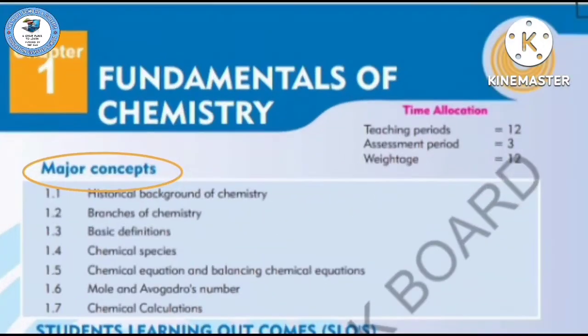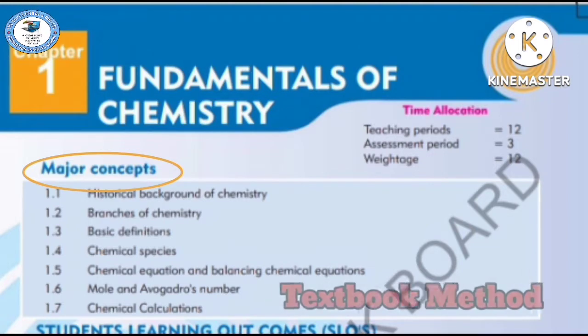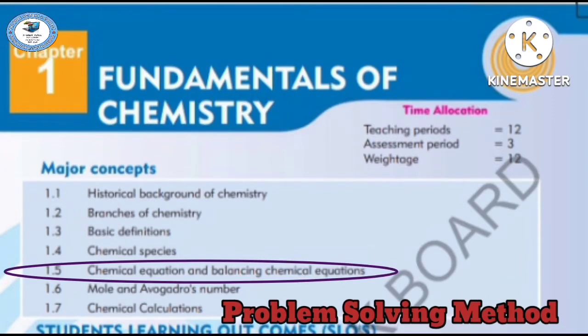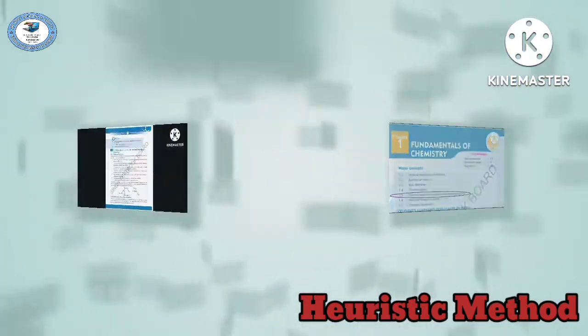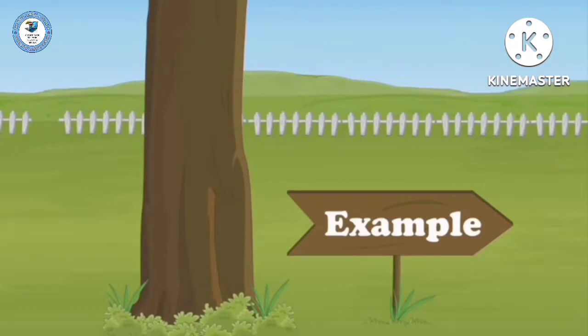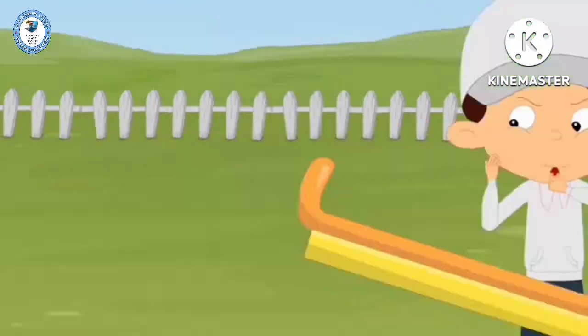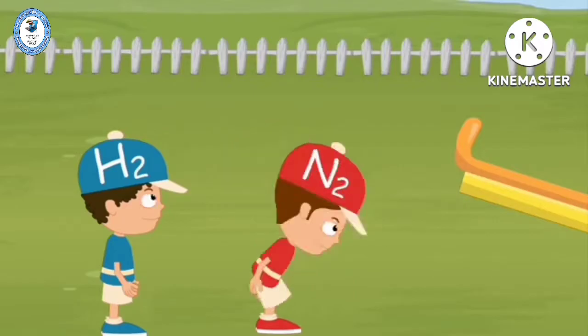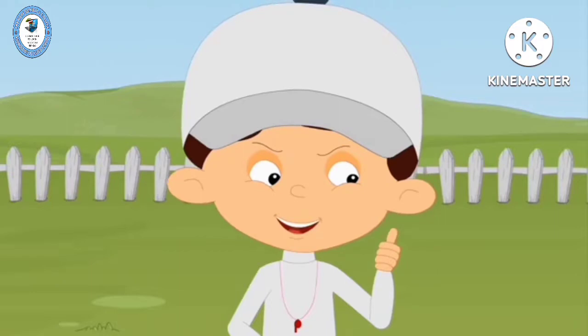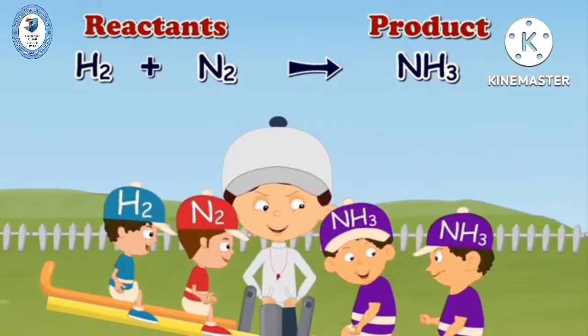Furthermore, we will understand the fifth major concept, the chemical equation and balancing chemical equations, by using textbook question and answer, problem solving, and heuristic methods. A chemical equation is a shorthand method of describing a chemical reaction in terms of symbols and formulas of the substances. For example, when we add hydrogen to nitrogen gas, it will produce ammonia gas. In order to fulfill the law of conservation of mass, balance the chemical equation by adding 2 with ammonia and 3 with hydrogen gas as coefficients.